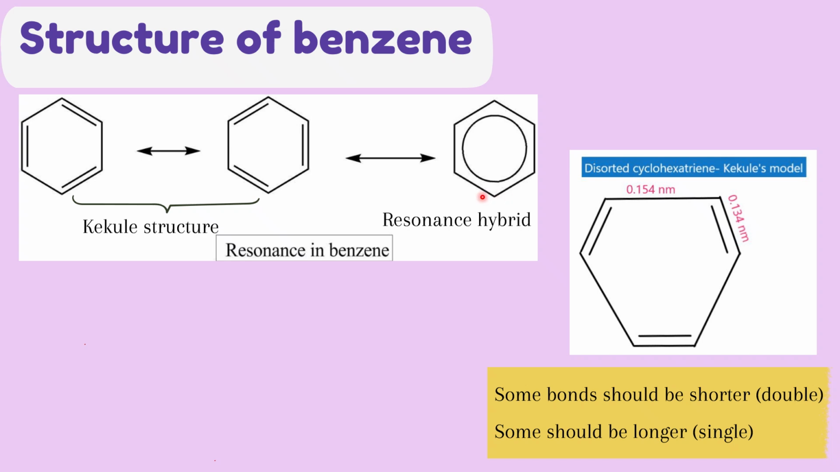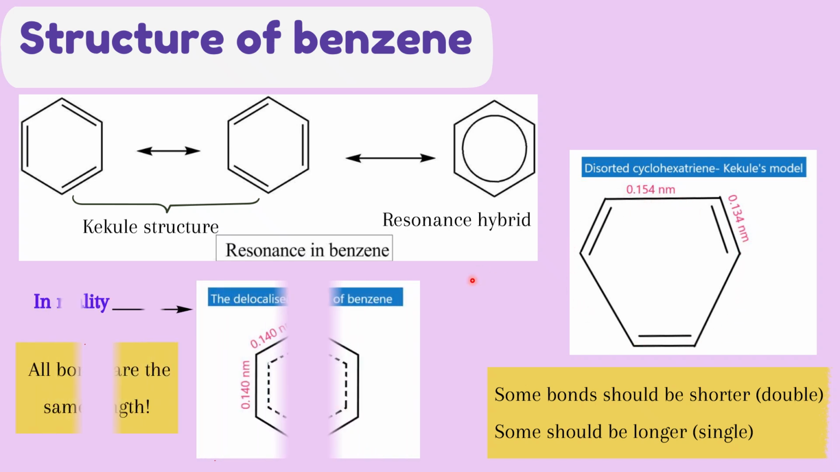Now, in our previous standards or in our lower grades, we have learned that when we have a single bond, the bond length of that particular bond will be longer, and if we have a double bond, then the bond length of that particular bond will be shorter. So if we follow that concept, then this could be the possible structure of our benzene ring.